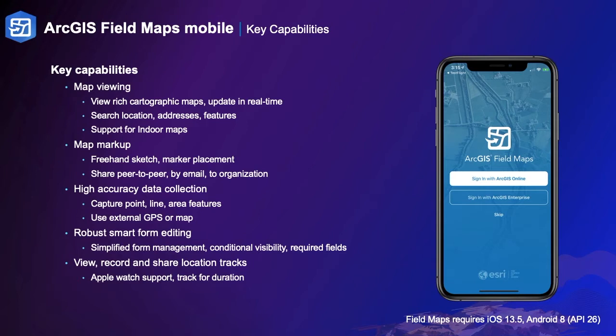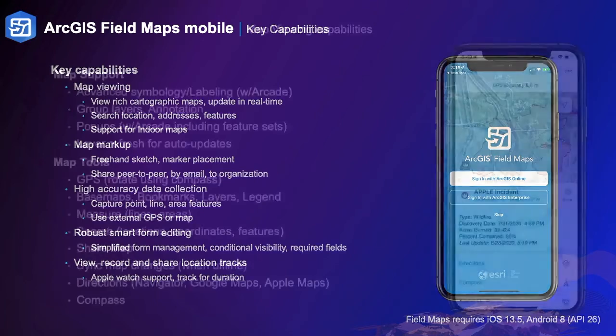Map Markup will be a feature that's new to probably Collector users. It's really the ability to sketch on top of your map, place markers on top of your map, take notes, and share those either peer-to-peer or via email or sharing with ArcGIS Online. High accuracy data collection is a hallmark of Collector. That's now available in Field Maps as well. Something new to Field Maps that we're quite excited about are Smart Forms, which is a robust editing capability and a simplified form management that allows for sophisticated behavior like conditional visibility and required fields. Lastly, viewing, recording, and sharing your location and seeing the location of other colleagues in the field is a key capability that's available on the mobile version of Field Maps.